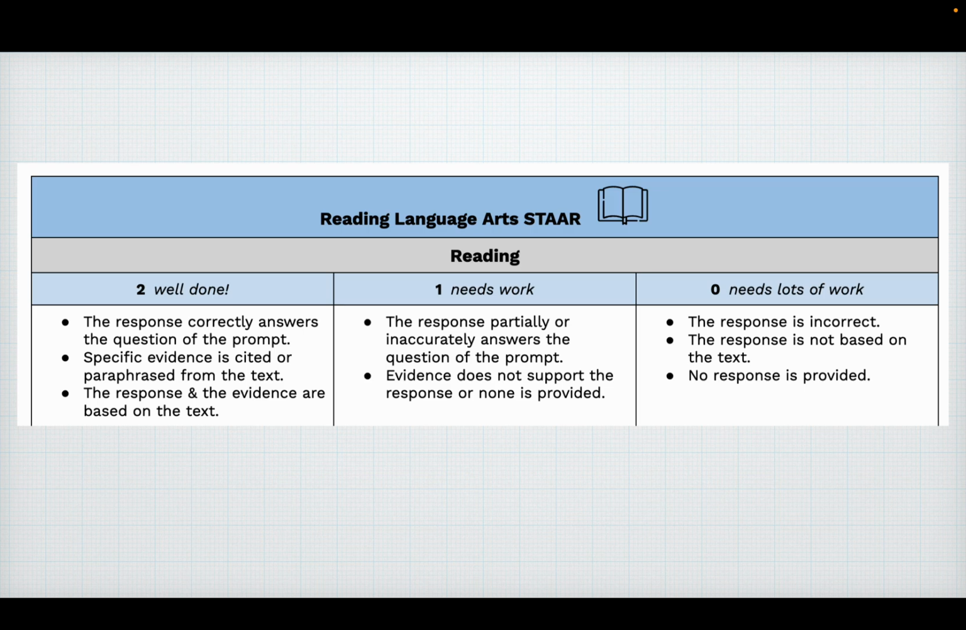Then a number 1 just needs some work. So the response partially or inaccurately answers the question of the prompt, or the evidence does not support the response, or none is provided. So a part of this is being able to choose the right evidence that supports your response. And then we have a 0. This needs lots of work because the response is either incorrect or the response is not based on the text, or no response is provided and the answer is left blank.